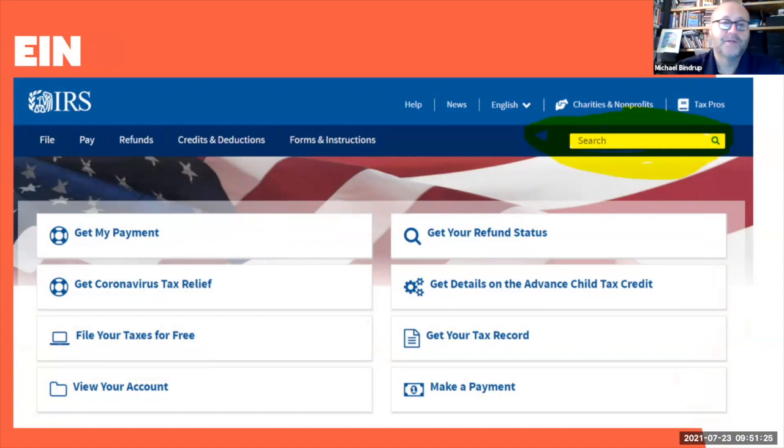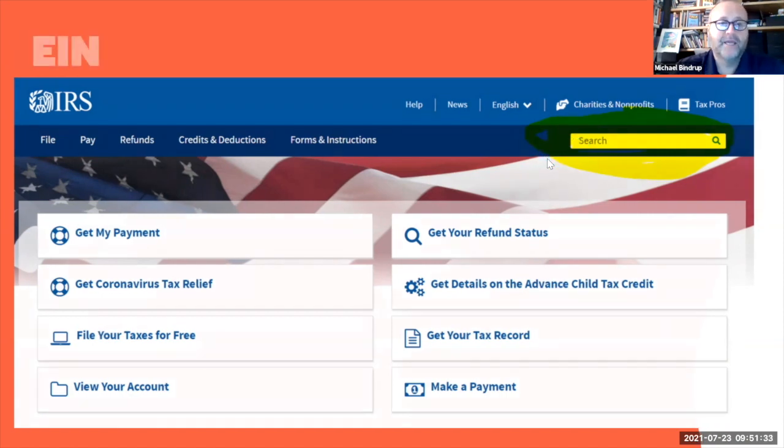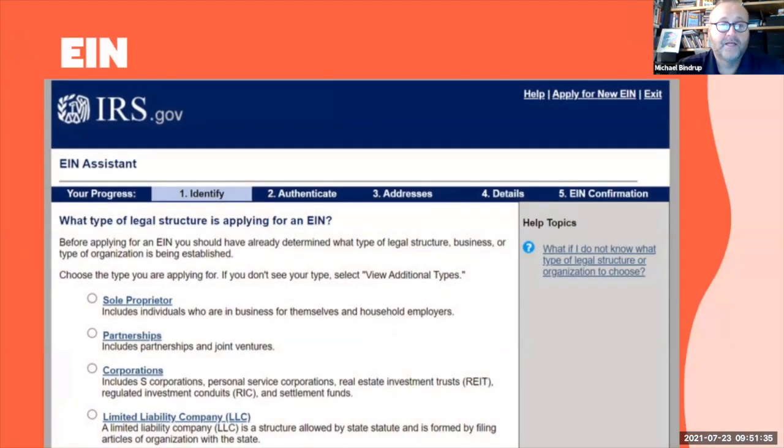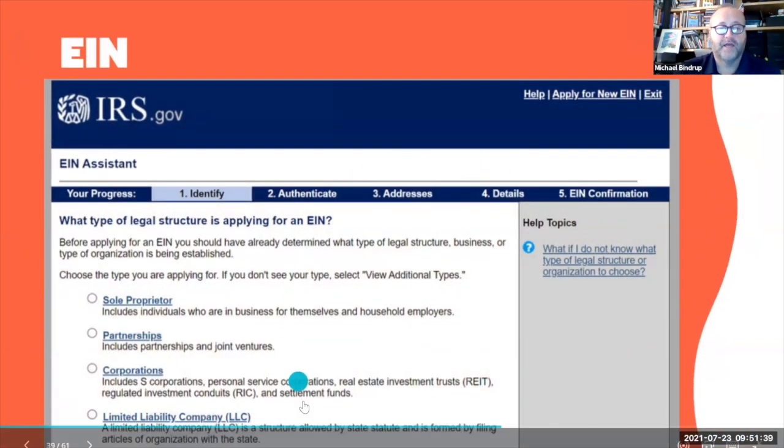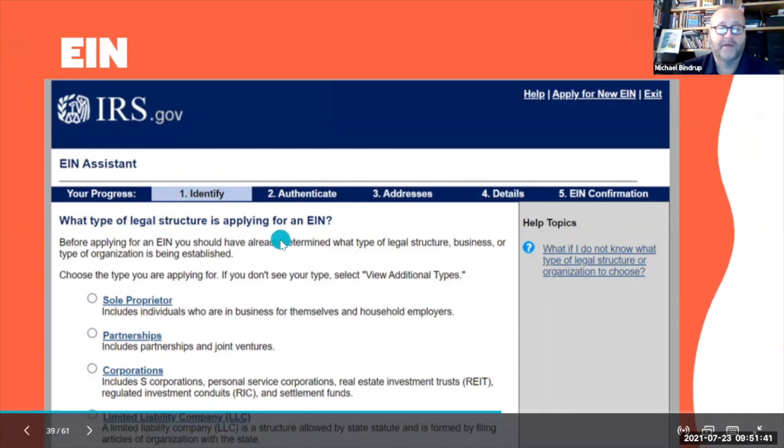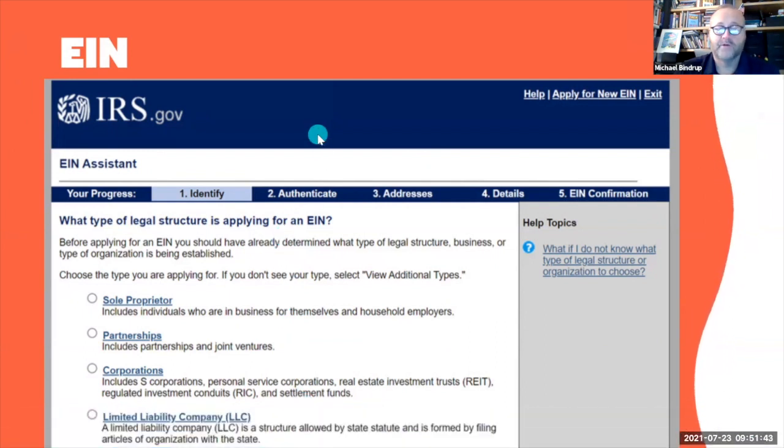Okay, so when you go to the IRS's website, this is what it looks like. You go to the search bar, type in EIN, and it'll take you into a little EIN wizard that they have, a little assistant. It asks you what type of legal structure you are applying for. So right here, if you're a sole proprietor, a partnership, a corporation or an LLC, you click on that. Within 5 minutes, you get emailed your EIN, or you can download the EIN from the IRS.